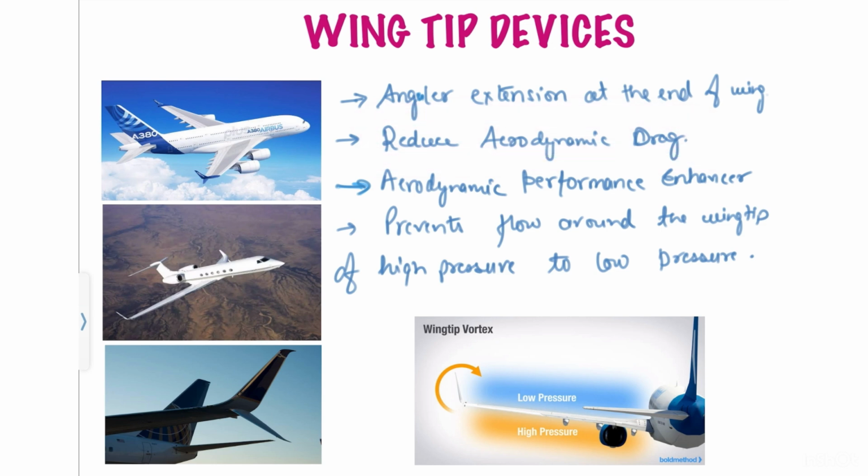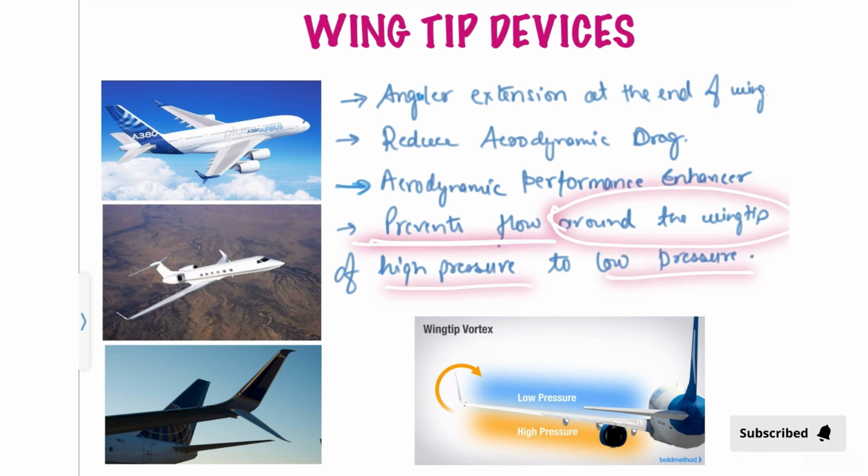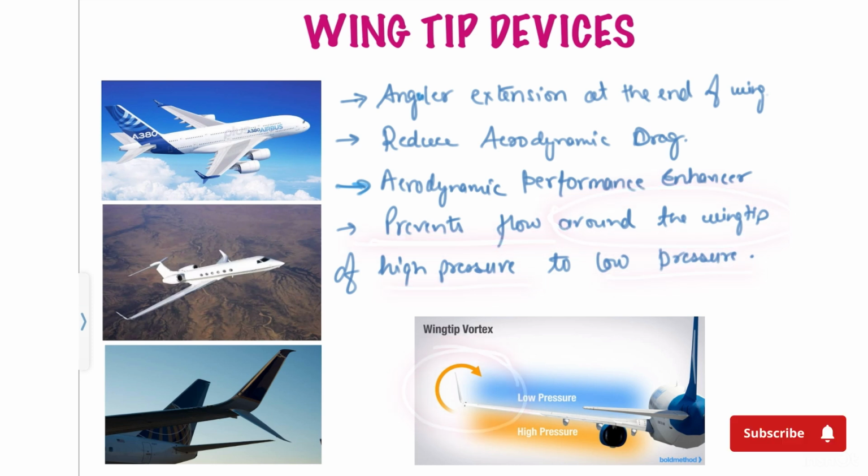Since they enhance the aerodynamic performance of the aircraft by fitment of this wingtip, it is also known as an aerodynamic performance enhancer. How does it do it? It prevents the flow around the wingtip from high pressure to low pressure, as you can see in the picture. So there are two parts of this lecture. First is how the aircraft flies, why the high pressure and low pressure is there. And second is how it reduces the aerodynamic drag.